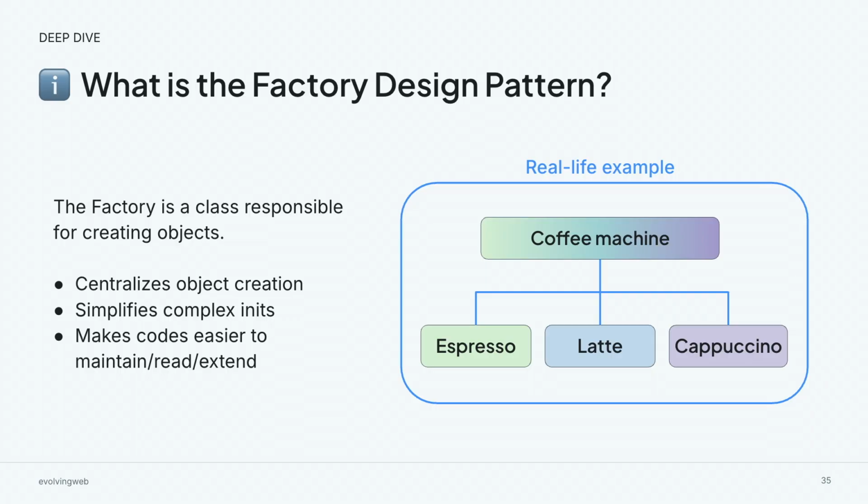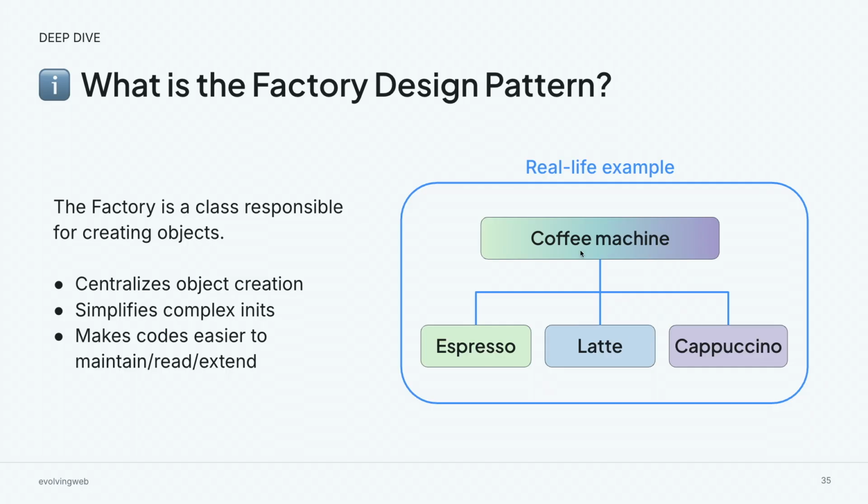So next one, before entering into the third part: what is a factory design pattern? Basically, the factory is a class responsible for creating objects. Let's think about a coffee machine. A coffee machine owns the recipes and is able to make any kind of coffee you want. An espresso, a latte, a cappuccino, all of those are different, but can come from the same machine. So that's how a factory works.